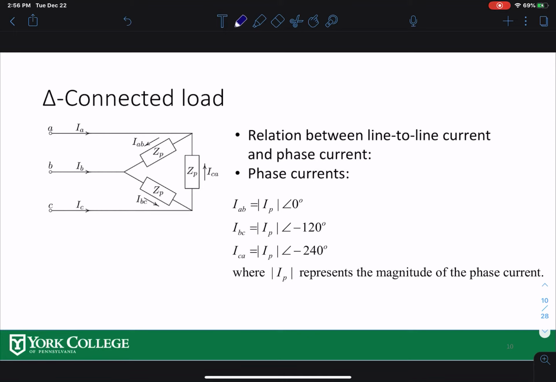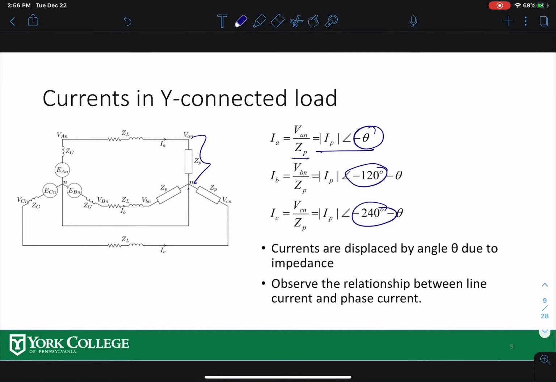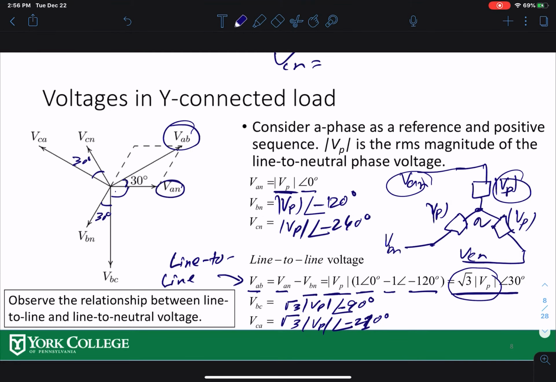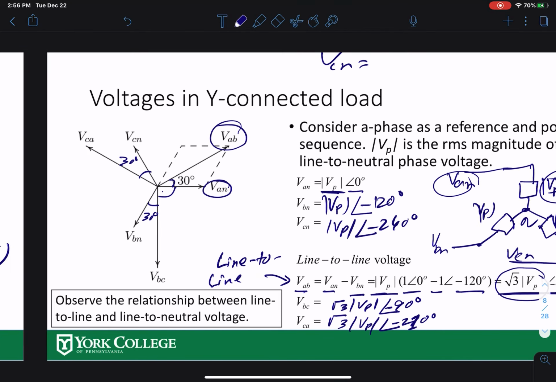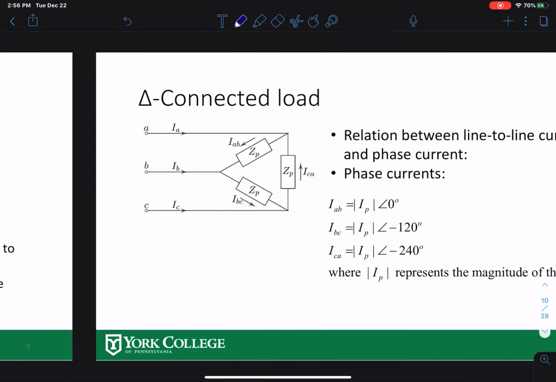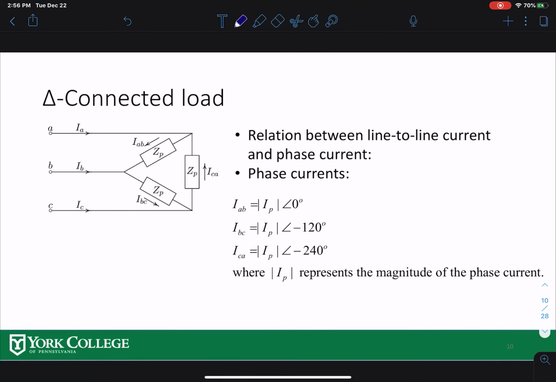For delta connected load, you can see that over here. Let me go back and mention one thing over here. So over here, your current IAB is the current from this point to this point here. This is A, this is B, this is C point. So IAB is IP, which is the phase current right here, at 0 degree angle. So now you go IBC, it will be what? Phase current, same current, and negative 120 degrees apart, and ICA is the same over here.